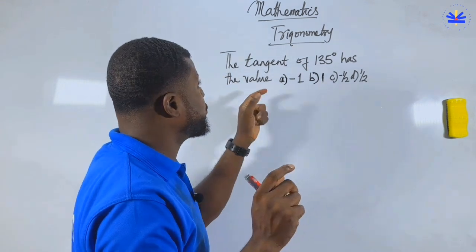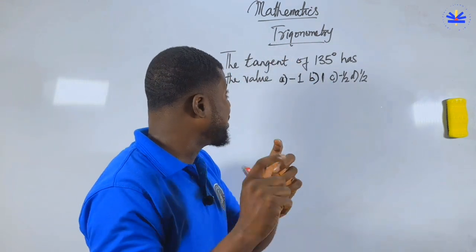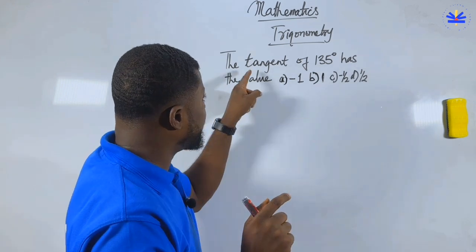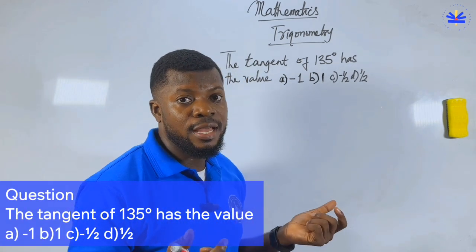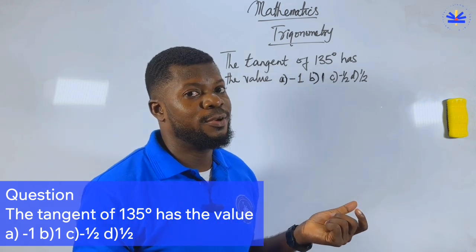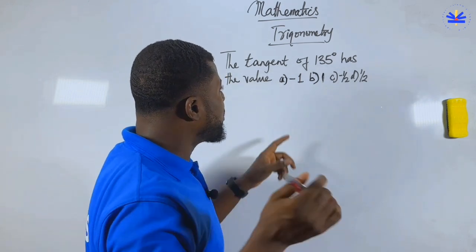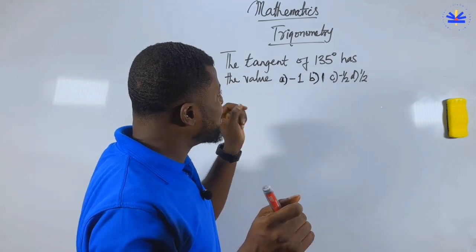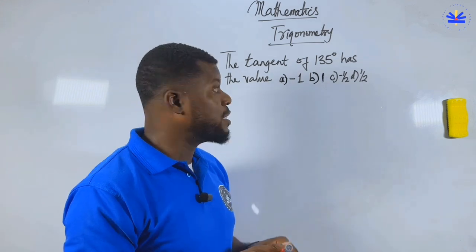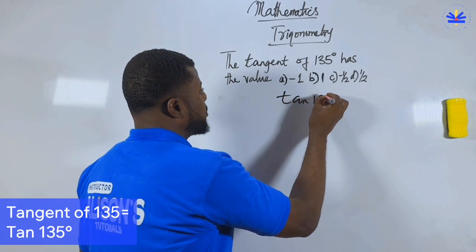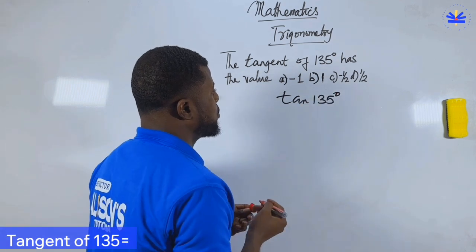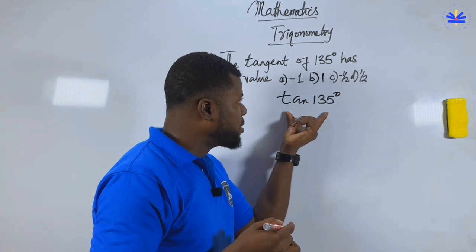In this math video tutorial on trigonometry, I'm going to be explaining explicitly how you can find the tangent of 135 degrees without stress and without the use of a calculator. Okay, let's get into it. Keep in mind, whenever you're talking about the tangent of 135 degrees, it's easy to represent it like this: tan 135 degrees. So we want to figure out what this is.